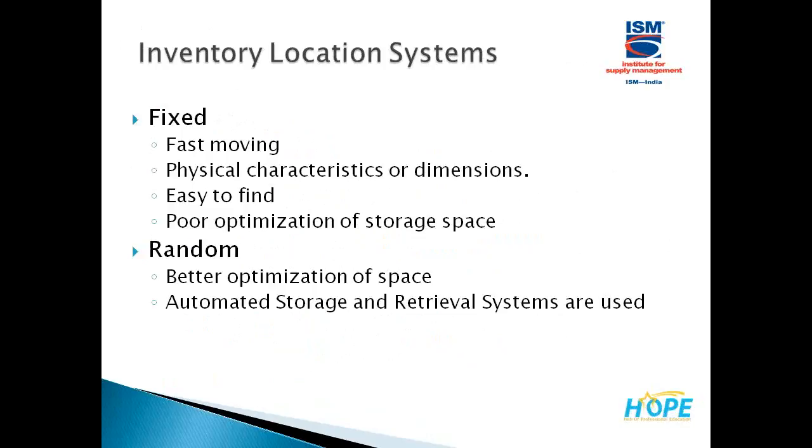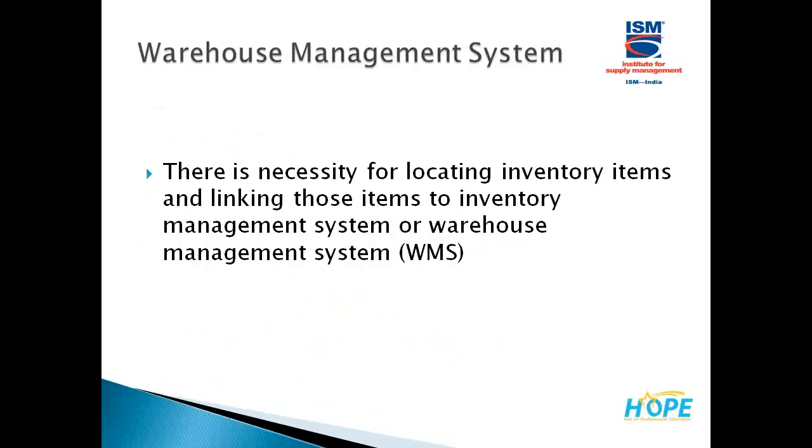Another way is the random location. You can use the space in a better way, but the issue is that you cannot use it for fast moving items. You can use random locations whenever there is a bulk requirement, or when you are using a robotic system in your warehouse. Warehouse management systems are nowadays very common in most companies. They take care of inventory management in the warehouse.